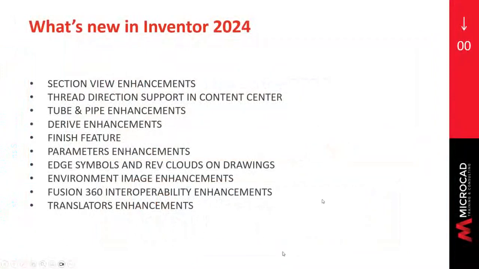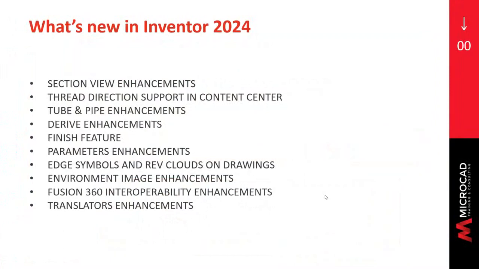So these are the main topics we're going to be talking about today. We're going to talk a little bit about section views and canvas that were made for that tool. The new thread direction support when creating new parts in the Content Center. Some enhancements made to tube and pipe in Inventor. Some enhancements in the derive function and in the simplify tool as well. The new finish feature is now available in Inventor.